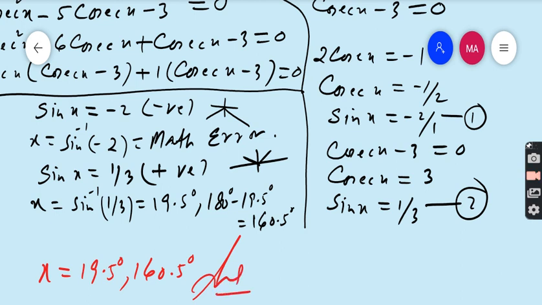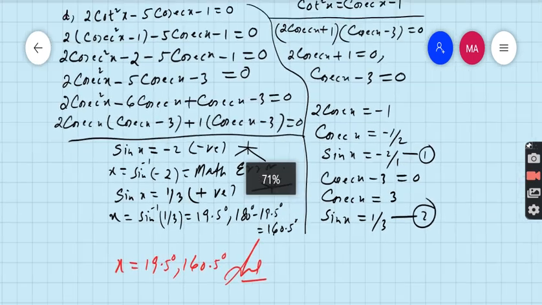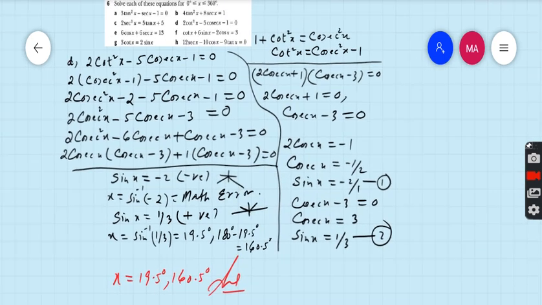So, hope you completely understand this part D. The summary of the equation is this: 2 cot square x minus 5 cosec x minus 1. And students, this is our today's class, where we did the first 4 parts of question number 6, and I will finish the remaining 4 parts in the next lecture, because the parts are a little bit lengthy.